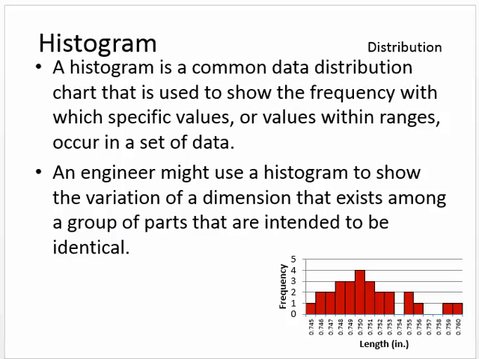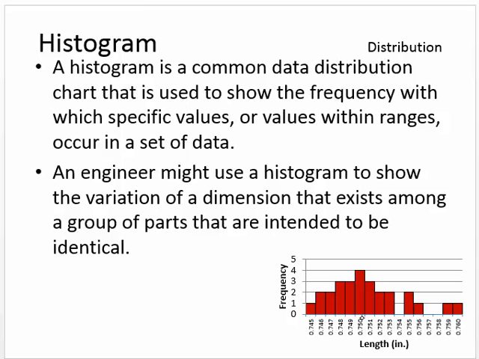Okay, then with our histogram, let's talk about some new data here. A histogram is a common data distribution chart that is used to show the frequency within specific values or values within ranges that occur in a set of data. An engineer might use a histogram to show the variation of a dimension that exists amongst a group of parts that are intended to be identical.